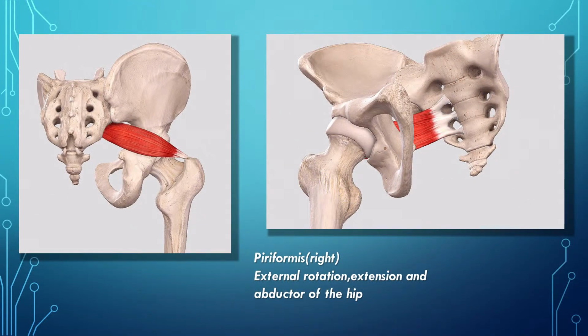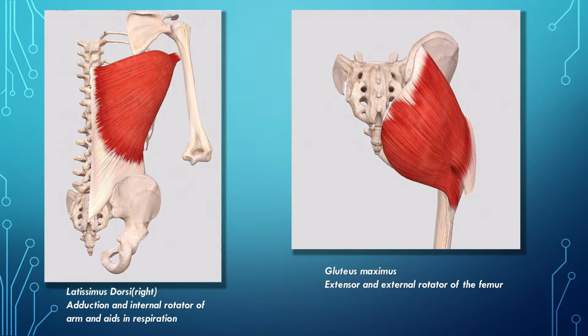In the slide we have the piriformis on the right hand side of the body. This is an external rotator, extensor and abductor of the hip. On the left we have latissimus dorsi. This does adduction and internal rotation of the arm and aids in respiration. On the right hand side of the slide we have gluteus maximus attaching onto the border of the sacrum. This is an extensor and also an external rotator of the femur.